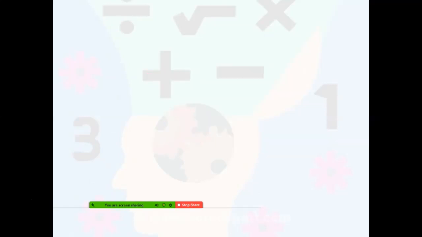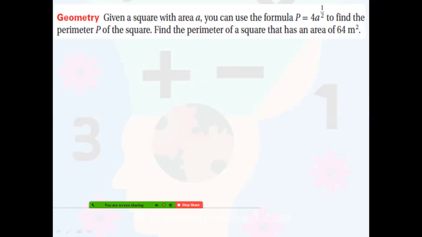So let's solve some of them. Okay, there's the question. Given a square with the area A, you can use the formula P equals 4A to the power of half to find the perimeter P of the square. Find the perimeter of a square that has an area of 64 square meters.